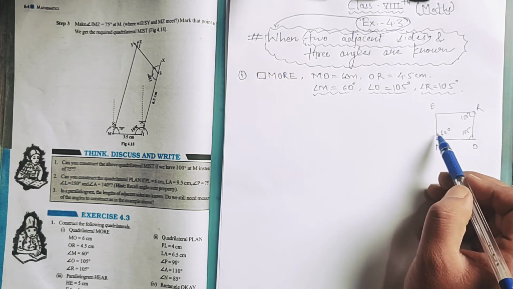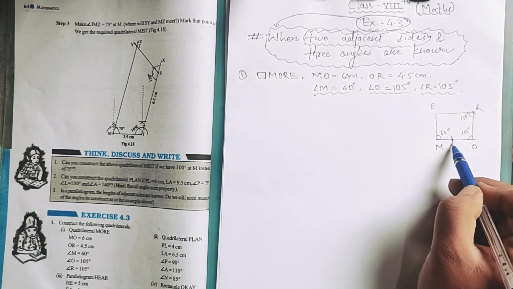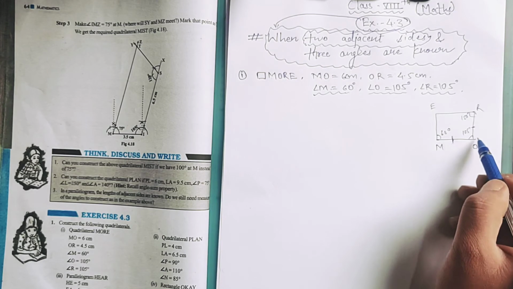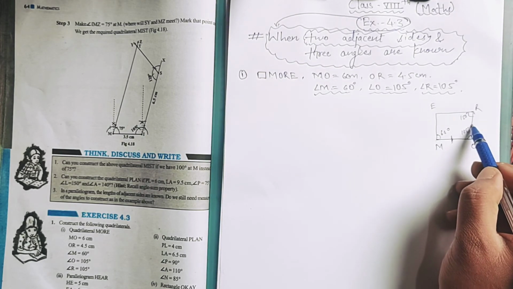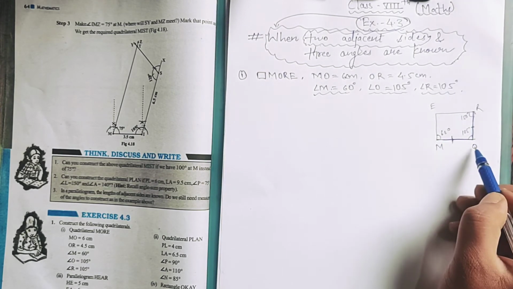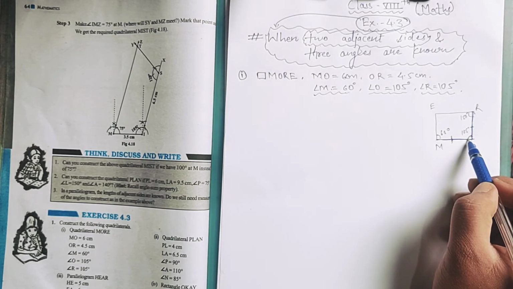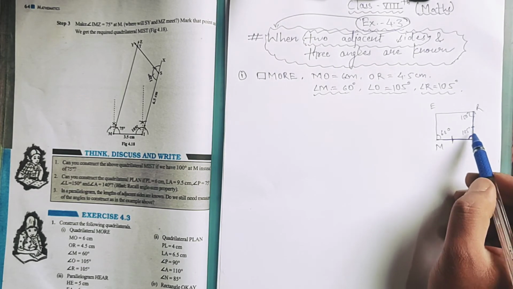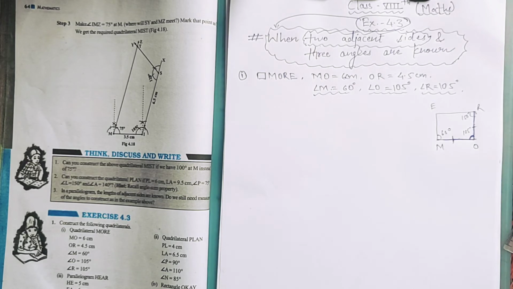And these two sides MO and OR are adjacent to each other, that means they join each other at point O, and angle O is the angle between these two lines. Okay, now we have to construct the quadrilateral.